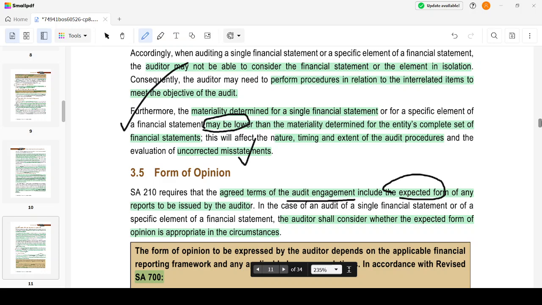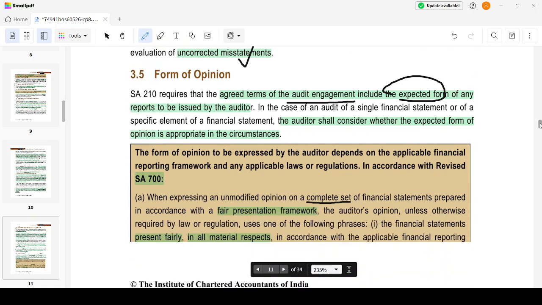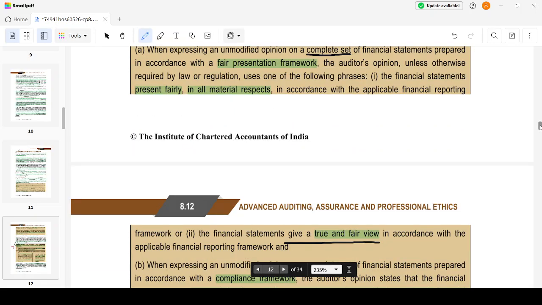Okay. The opinion may be different, but the form should be different, right? The form of opinion to be expressed by an auditor depends on the applicable financial reporting framework and any other applicable laws and regulations. So, in accordance with the revised SA 700, if I'm going to give an unmodified opinion on the complete set of financial statements, and it is in the fair presentation framework, I'll be stating what? Present fairly in all material respects, or I will be telling it gives a true and fair view.